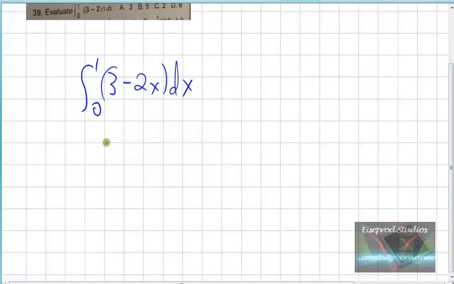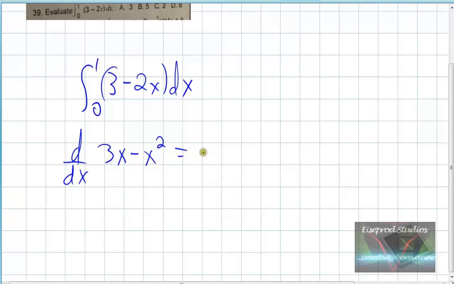To do that, we just think backwards. What would we have to take the derivative of to get our answer? For the first one, it's 3x. And for the next one, it's going to be minus x squared. The way I knew that was, well, you can check it. If I told you to take the derivative of this, what would you arrive at?